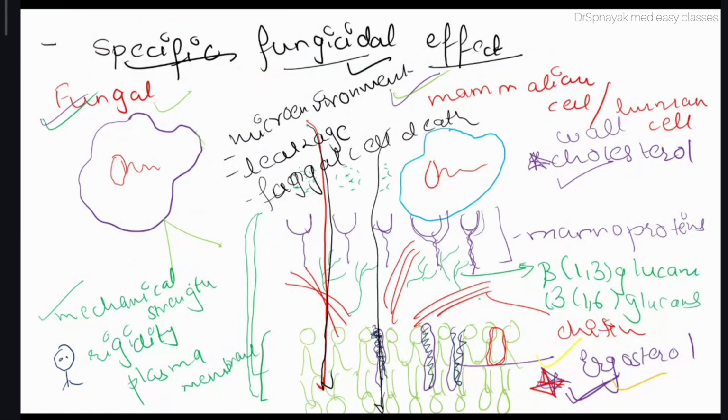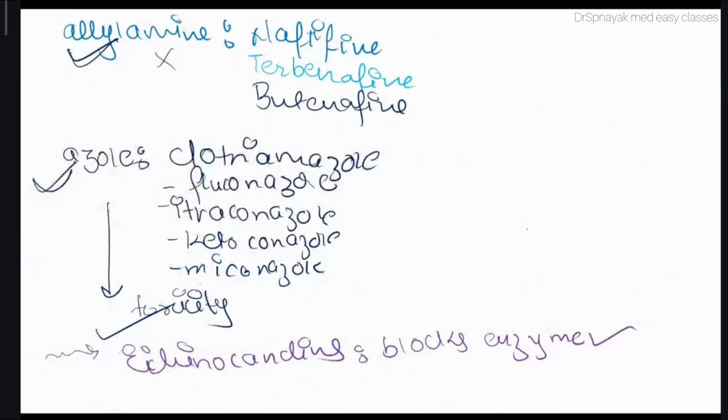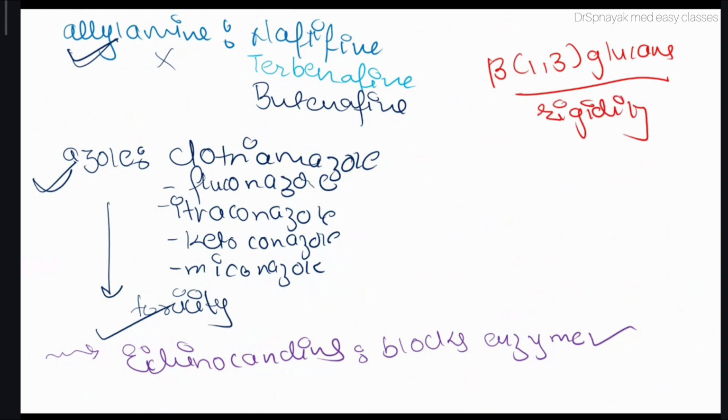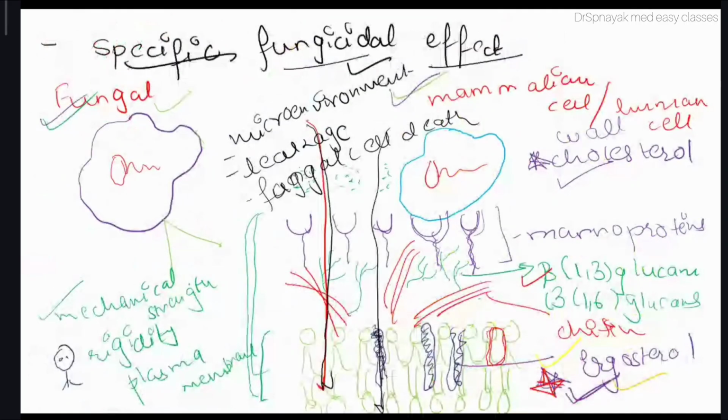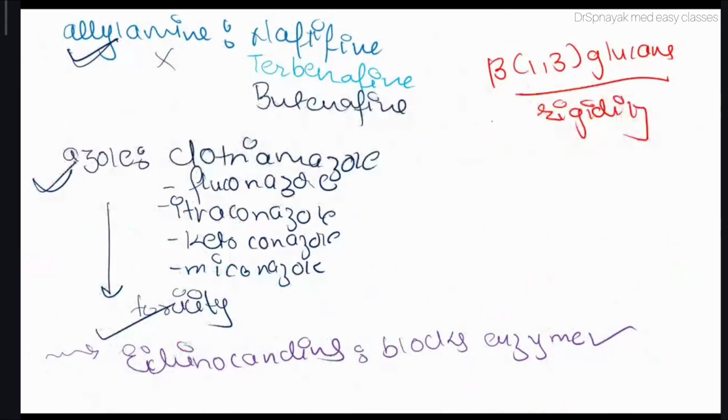What is the function of this enzyme? This enzyme is responsible for the production of the complex polysaccharide beta 1 3 glucans, which, as discussed, is important for maintaining the rigidity and providing the mechanical strength to the fungal cell wall.